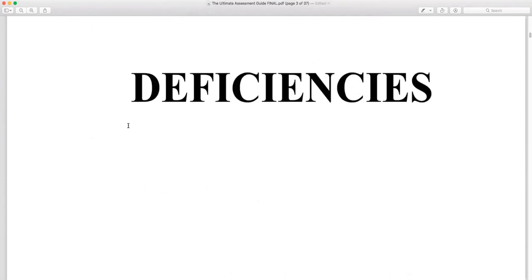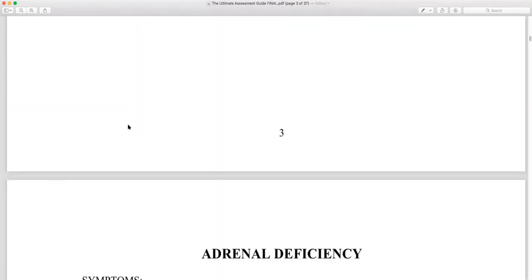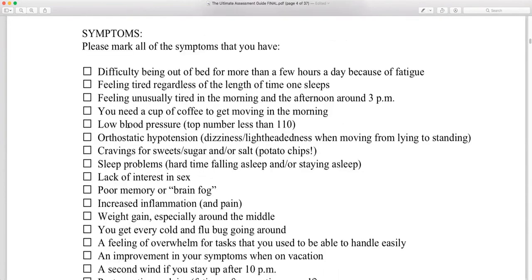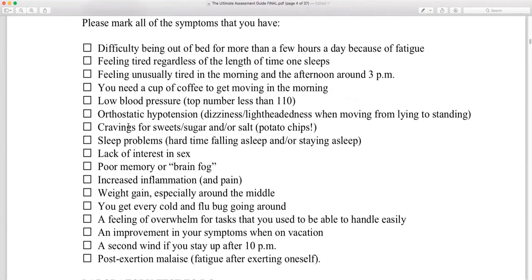So deficiencies, adrenal deficiency. Mark off all the symptoms that you have. Difficulty being out of bed for more than a few hours a day, feeling tired regardless of the length of time you sleep, feeling unusually tired in the mornings and in the afternoons around 3 p.m. That's usually when people have crashes. You need a cup of coffee to get moving in the morning.